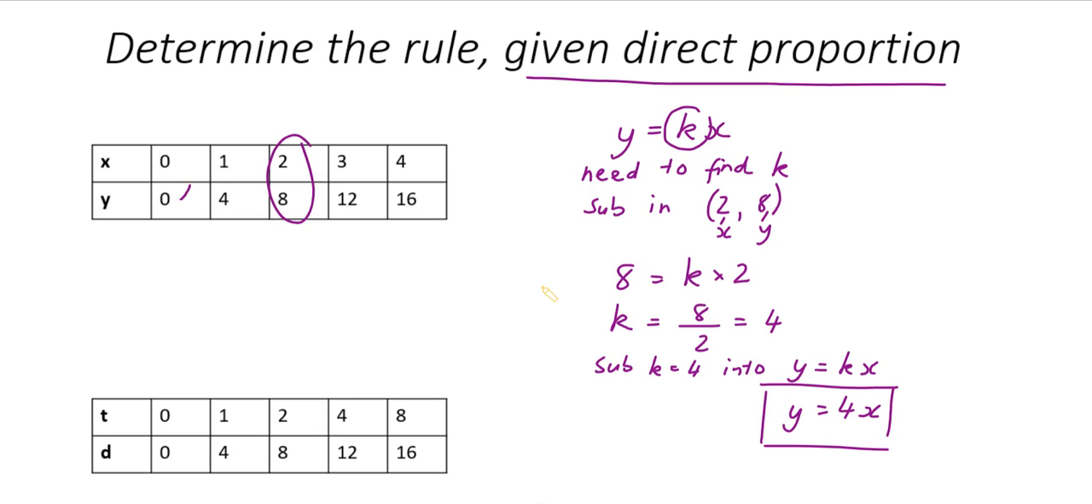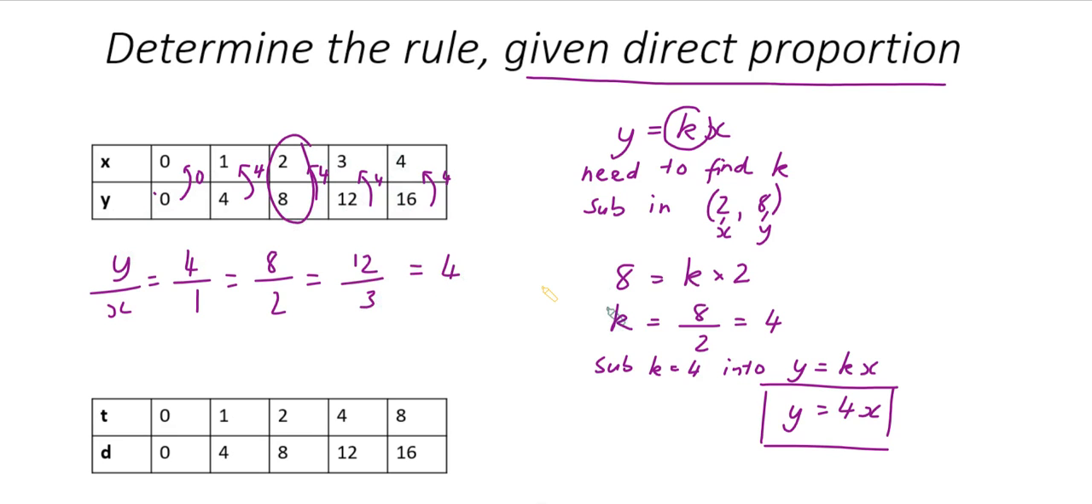What is 0 divided by 0? 0. What's 4 divided by 1? It's 4. 4 divided by 1 is 4. 8 divided by 2 is 4. 12 divided by 3 is 4. 16 divided by 4 is 4. See how there's a constant value between each of them? Remember to divide your second row by your first row, the corresponding values.